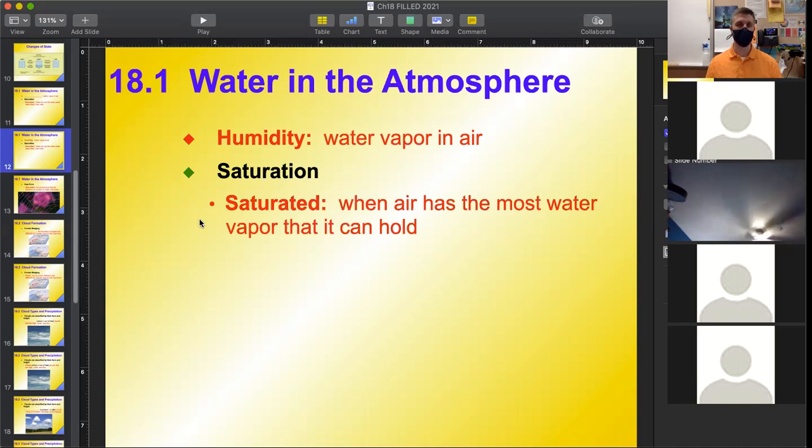And saturated, just like if anything is saturated, it just can't hold any more. So if a sponge is saturated with water, water's just dripping out of it. It can't hold it. The atmosphere is the same way. If it's saturated with water vapor, it can't take any more water vapor. So things aren't going to evaporate quickly. And then typically that's going to lead to precipitation of some form or another.